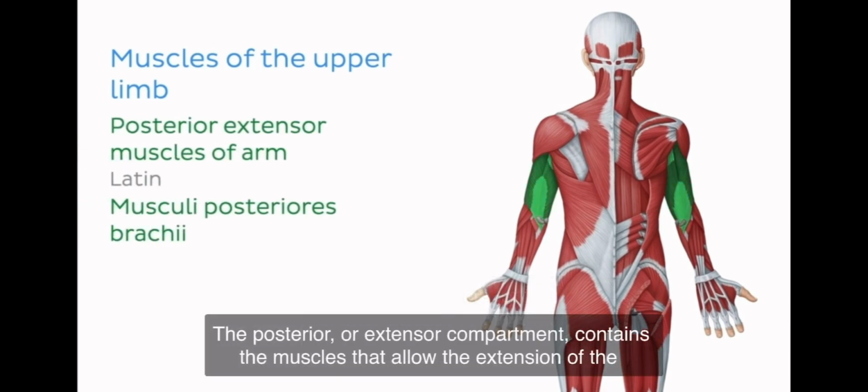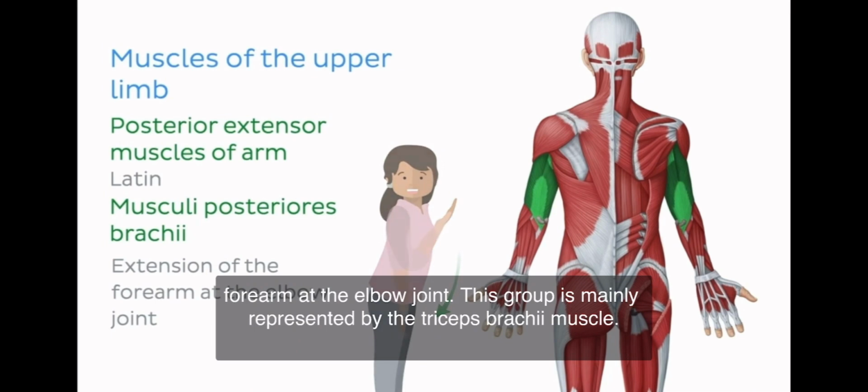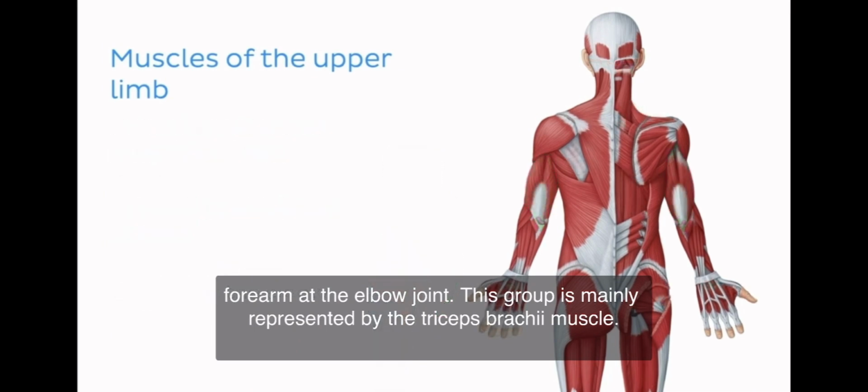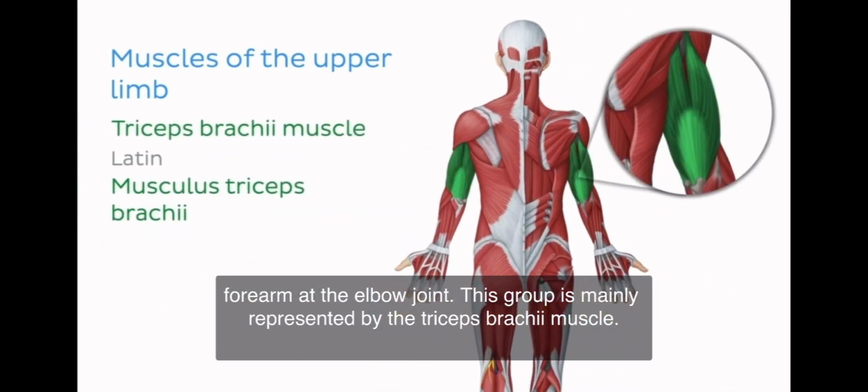The posterior or extensor compartment contains the muscles that allow the extension of the forearm at the elbow joint. This group is mainly represented by the triceps brachii muscle.